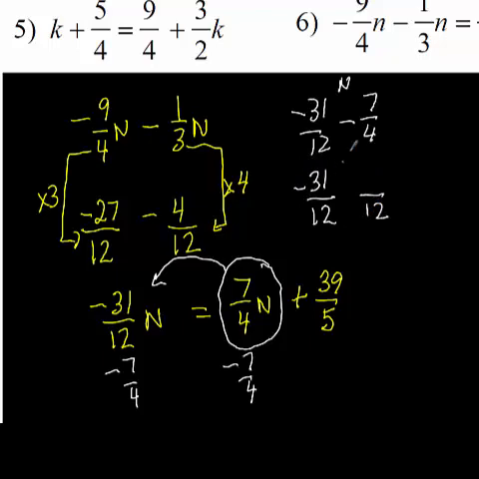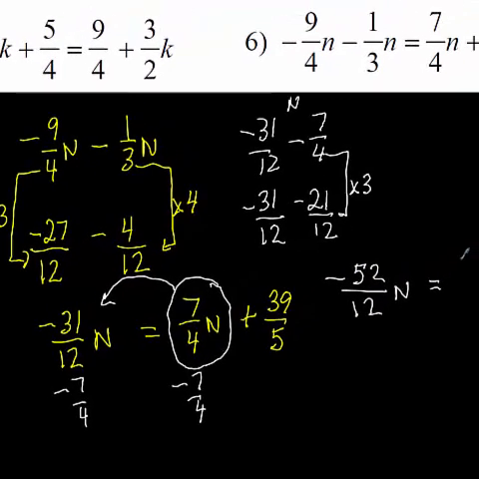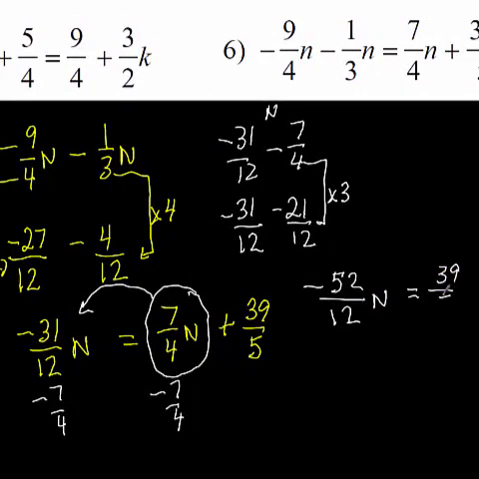So that's already negative 31 over 12. Getting the 4 up to a 12, we would have to multiply by 3, so negative 7 times 3 would be negative 21. So negative 31 minus 21, negative 52 over 12, and that is equal to 39 over 5. Oh boy, getting big numbers here.